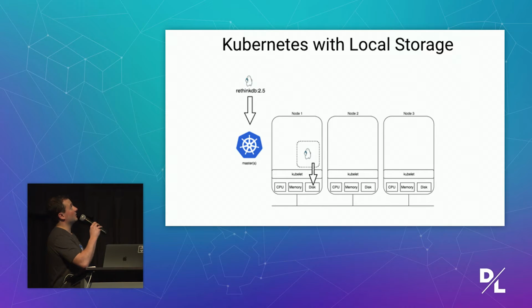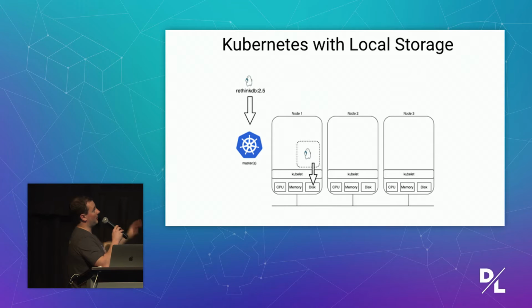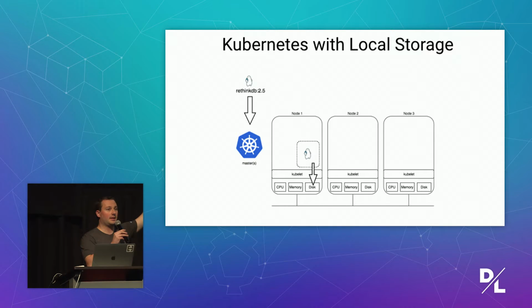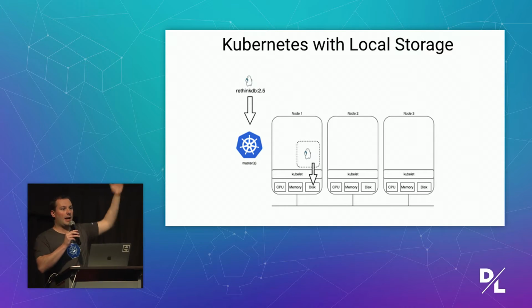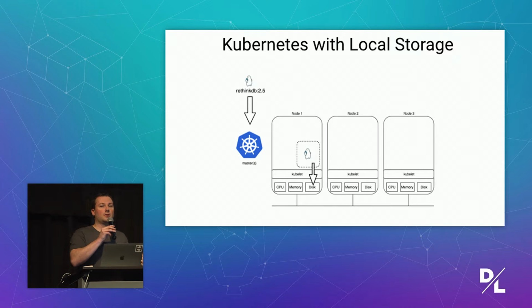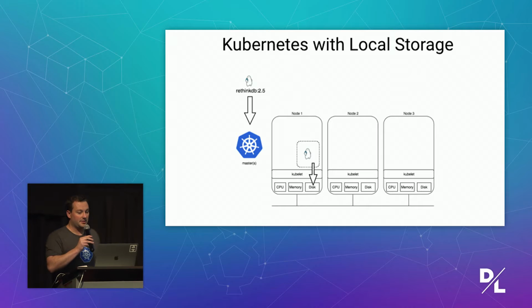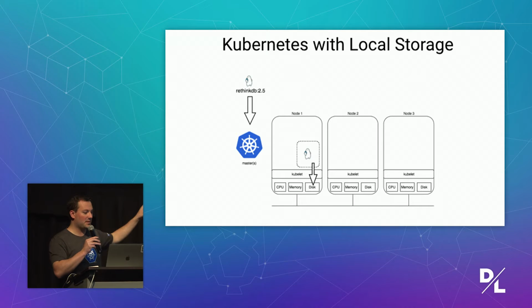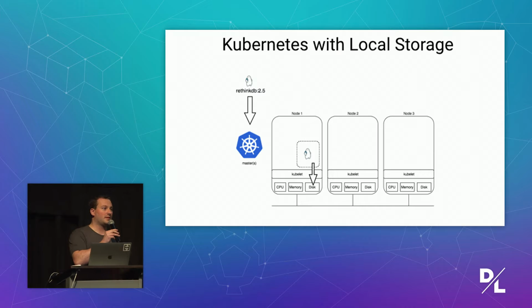But Kubernetes has an idea of local storage. So we can map any application container that's running in our Kubernetes cluster to volumes that are on that underlying host. Depending on how you configured your systems, this is probably the highest performance option you have. If you have raw SSDs on a bare metal machine, your RethinkDB instance is going to have near native performance in terms of reads and writes to that underlying storage system.